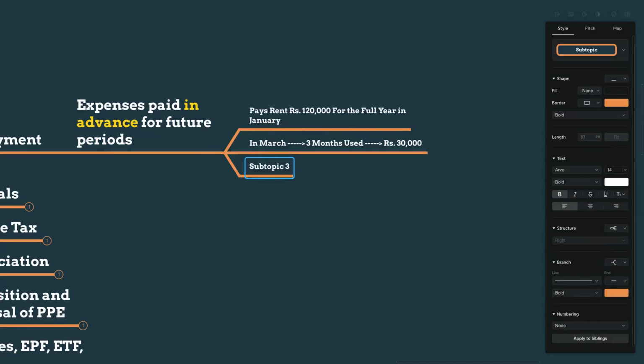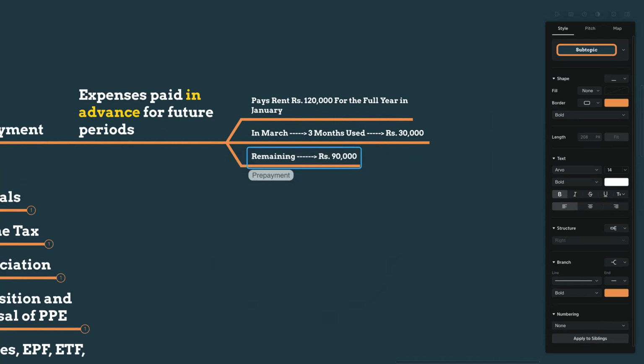So the remaining one, right? The remaining one, what is it from 120,000? If you remove the 30,000, it will give you 90,000, right? That 90,000 is called what? It is called prepayment. Okay, this is called prepayment, my dears.